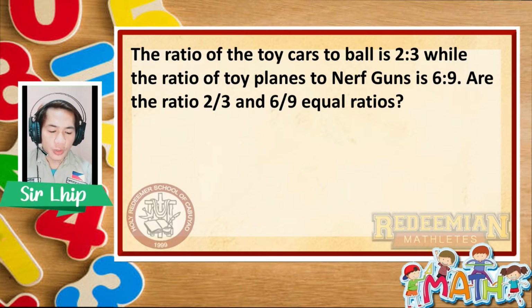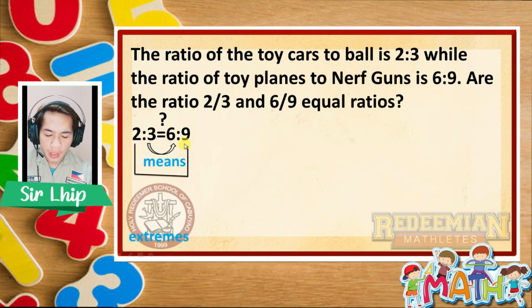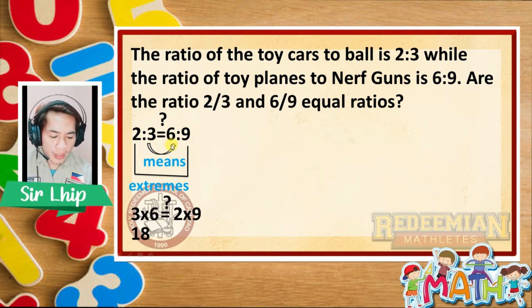Are the ratios 2 over 3 and 6 over 9 equal ratios? Let's find out. We use the cross multiplication or cross product method to determine whether two ratios are equal. First, use the proportional form. 2 is to 3 equals 6 is to 9. 3 and 6 are the means, while 2 and 9 are the extremes. So multiply the means, 3 times 6 equals 18, and the extremes, 2 times 9 equals 18.